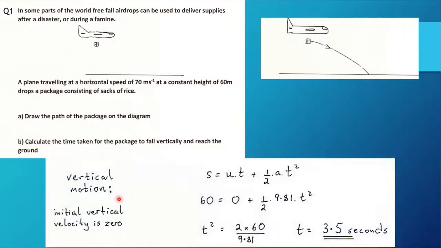But the time taken for the package to fall vertically, we consider the vertical motion, and vertically the initial velocity is 0. I'm using s equals ut plus a half at squared. The vertical distance fallen would be 60 meters, equals a half times 9.81 times t squared. So t squared would be 2 times 60 over 9.81, which would be 3.5 seconds.